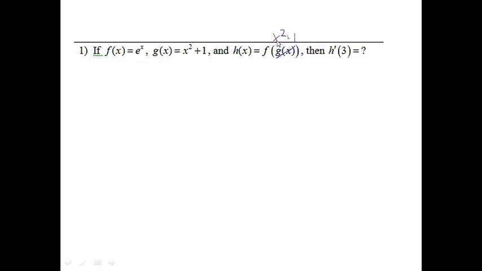And then to find f of x squared plus 1, I'm going to go into the f function, and wherever I see an x, I'm going to put x squared plus 1. So we are going to have that h of x is equal to e, and instead of x, I'm going to put x squared plus 1.